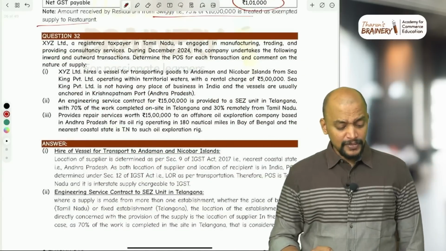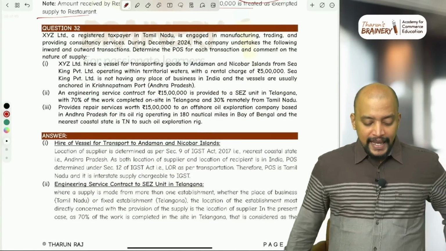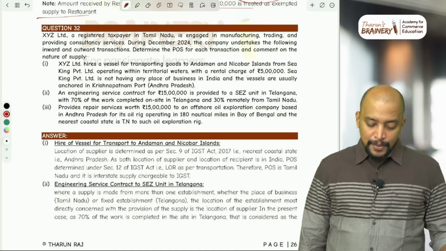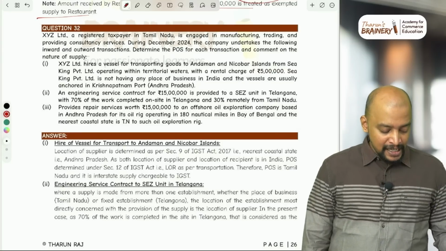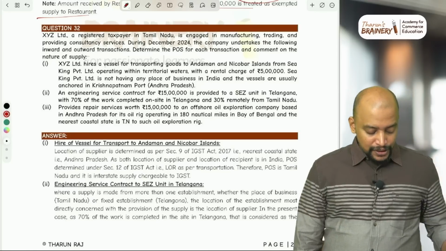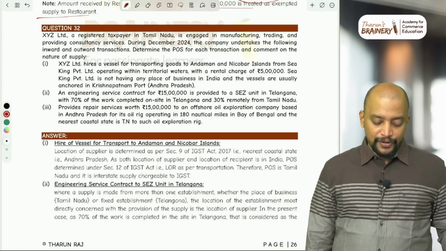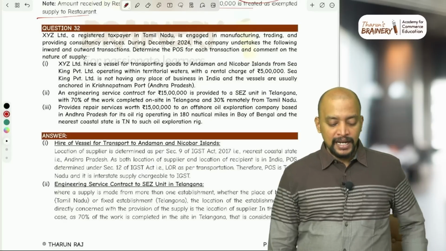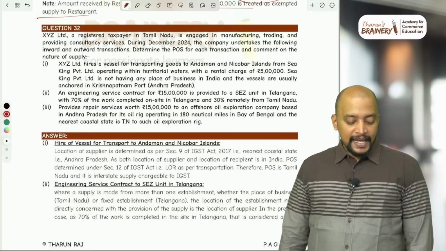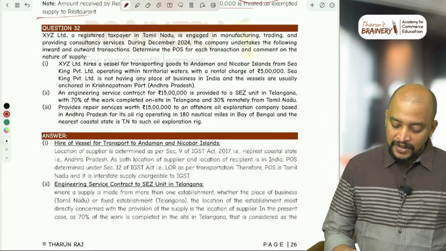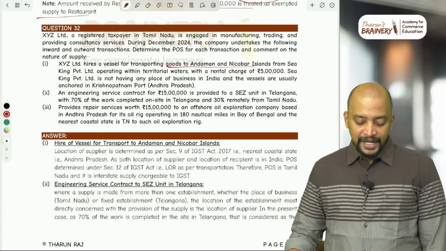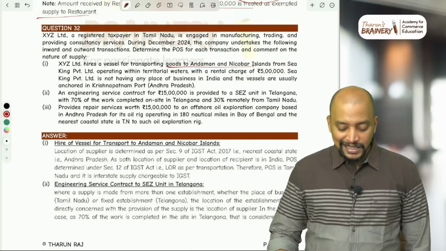Next. Question number 32. XYZ Limited, a registered taxpayer in Tamil Nadu, is engaged in manufacturing, trading and providing consultancy services. Okay. During December 2024, the company undertakes the following inward and outward transactions. Determine the place of supply for each transaction and comment on the nature of supply. XYZ Limited hires a vessel for transporting goods to Andaman and Nicobar Islands from Seeking Private Limited operating within territorial waters with a rental charge of 5 lakhs.